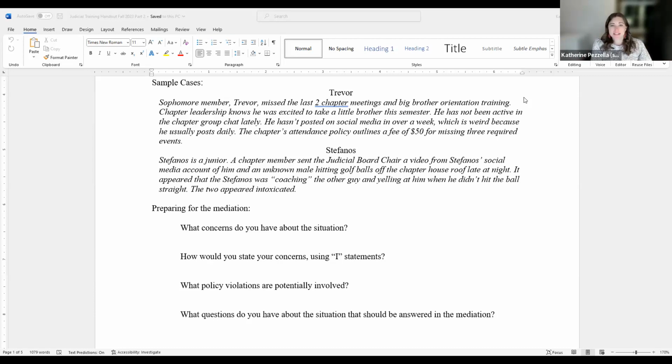Like, I've noticed that, in Trevor's situation. I've noticed you haven't been at chapter, and I've been wondering where you are. I noticed in the past you post a ton on social media, and I haven't seen you on there in a while. That feels unusual to me. Are you okay? And so starting out with those I statements, instead of, well, you were up on the roof, and why were you doing this, and being accusatory.